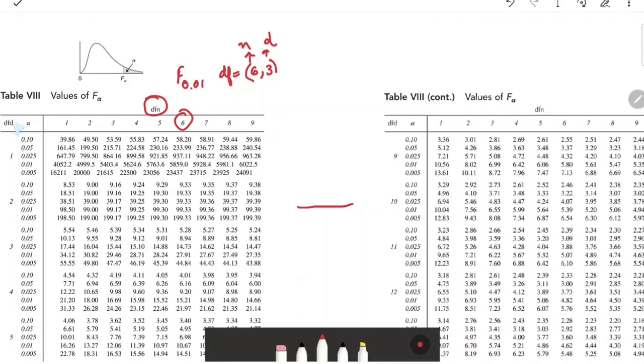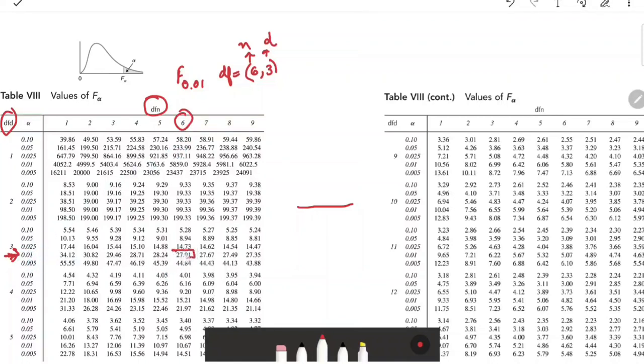The very first column is DFD. That means degrees of freedom denominator. So we have to come down to 3, and then it was F of 0.01. So here we have 0.01 as our alpha value. And what is the intersection of 6 and 3 with 0.01?